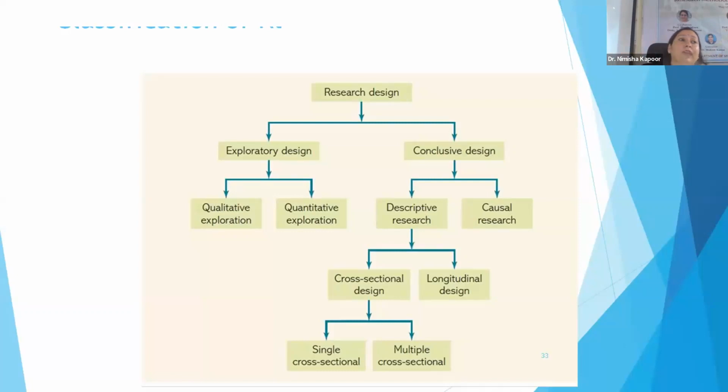Descriptive can again be cross-sectional or longitudinal. When you collect data at one point in time, that is called cross-sectional. When you collect data from the same individual, the same entity, multiple times, that is called longitudinal research design. Again, in cross-sectional research design, there can be a single cross-section and a multiple cross-section. एक बार क्लिक करेंगे तो वो सिंगल क्रॉस सेक्शन होगा, दो तीन बार डेटा कलेक्ट करेंगे तो मल्टीपल क्रॉस सेक्शन होगा. Here there would be different respondents each time, unlike longitudinal.